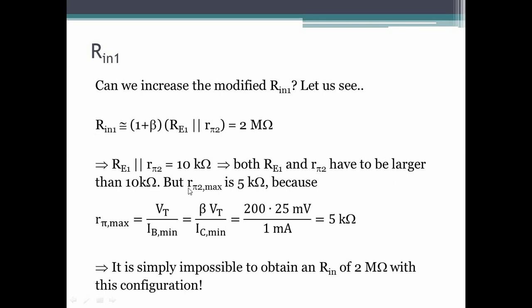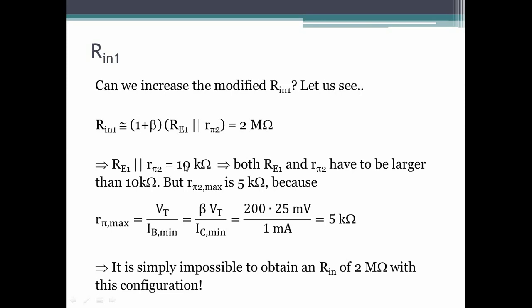Alright, let us see. We wanted a 2 mega ohm Rin. Can we increase this modified Rin1? Rin1 is of course approximately equal to this, and beta is 200. So we say RE1 parallel R pi 2 must be 2 mega divided by 200. So that is 10 kilo ohms. So we need RE1 parallel R pi 2 to be 10 kilo ohms.